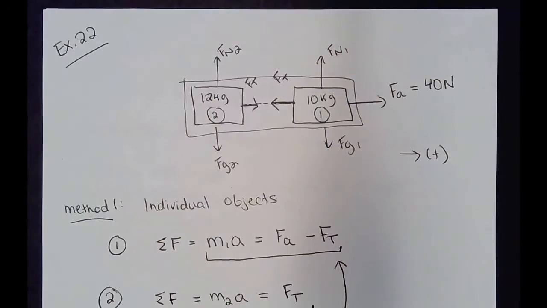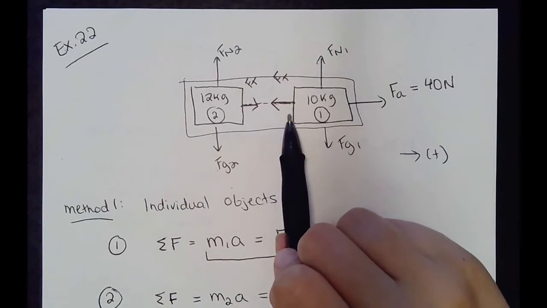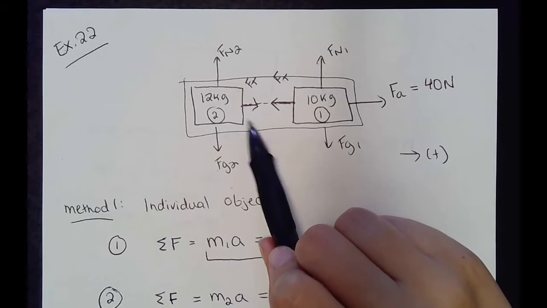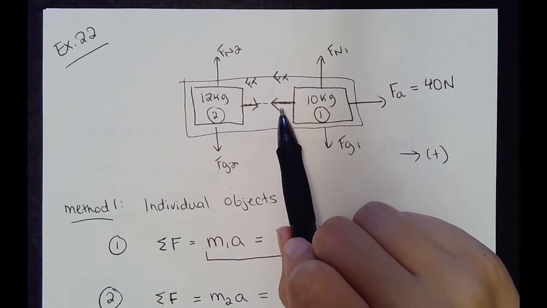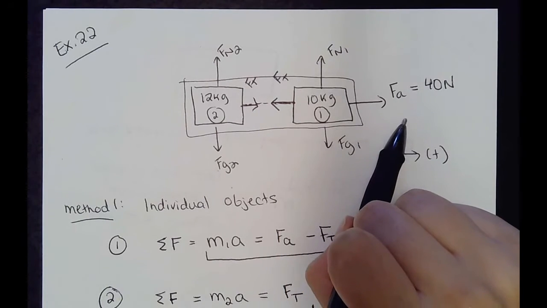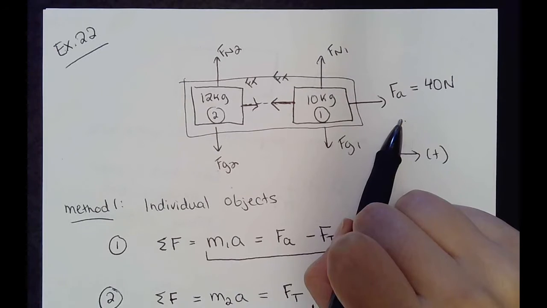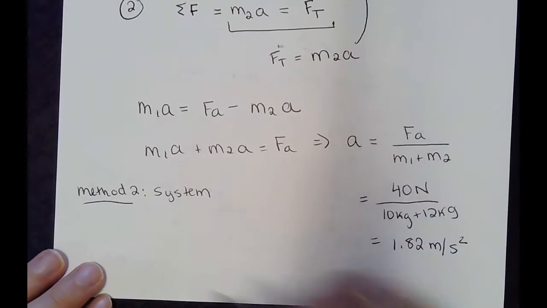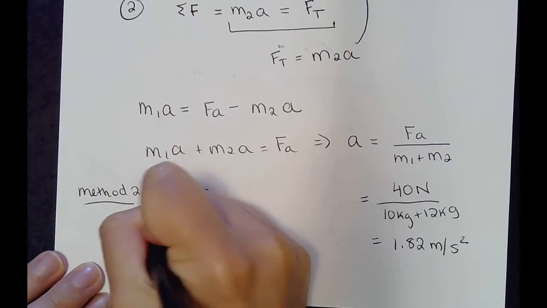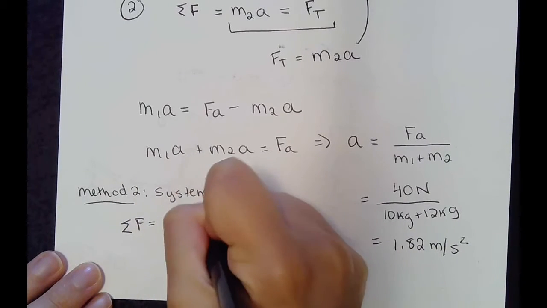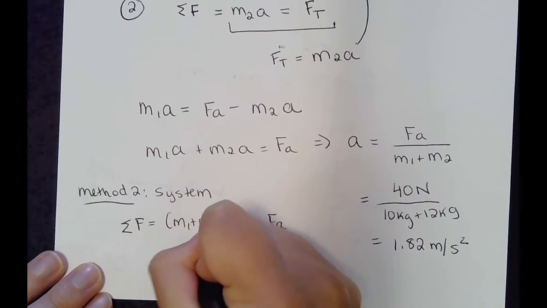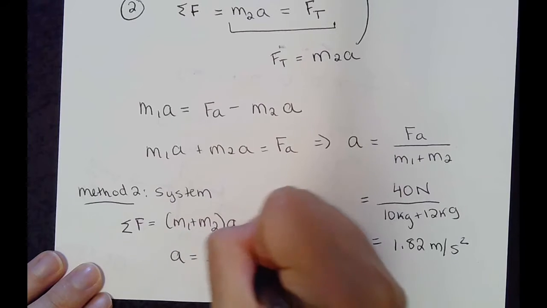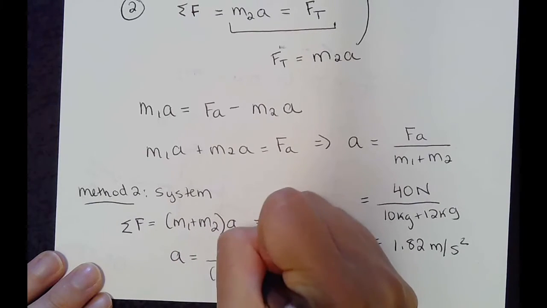One object, so all the internal forces, which is tension here, are part of the system. You could also think of it as that tension is equal and opposite, so they effectively cancel. Now we have this one applied force that's accelerating the entire system. So in that case, I have the net force on the entire system equal to (m1 plus m2) a, which equals Fa. And we obtain acceleration is the applied force over the total mass.